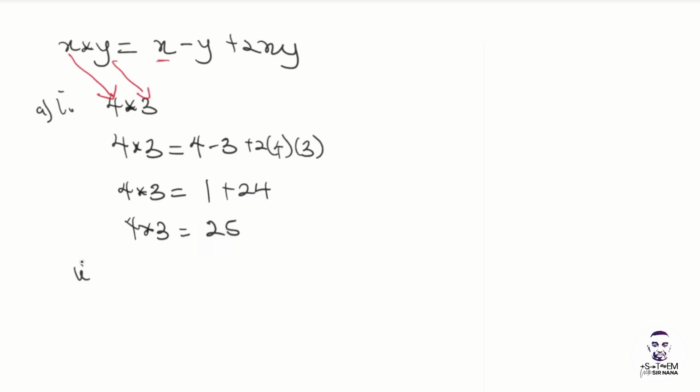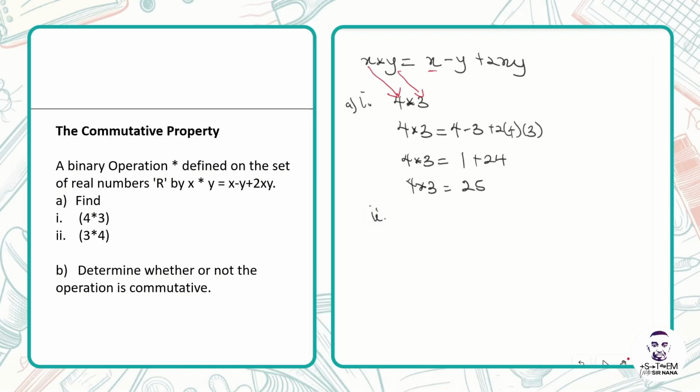Now let's consider part II. So in II, we have to find 3 operation 4. So what this implies is that wherever we see our x, we must replace it with 3 now. And wherever we see our y, we must replace it with 4 in the operation over here. Now, that implies that we will have 3 operation 4 equal to 3 minus 4 plus 2 multiplied by 3 multiplied by 4.